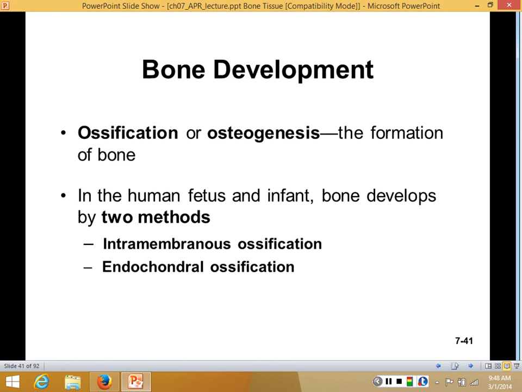Bone development starts at what week? I'm asking y'all a question. When does bone development start? Anybody pregnant in here? You need to know.